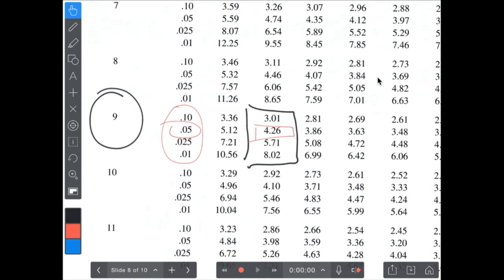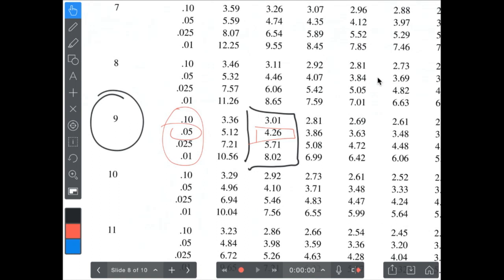And so the values that I'm looking for are over here. Now what you will notice is that if my F statistic was 3.01, the area in the tail would have been 10%. Remember, these are the areas in the tail right here. If it was 4.26, the area in the tail would have been 5%. If it was 5.71, the area in the tail would have been 0.025.